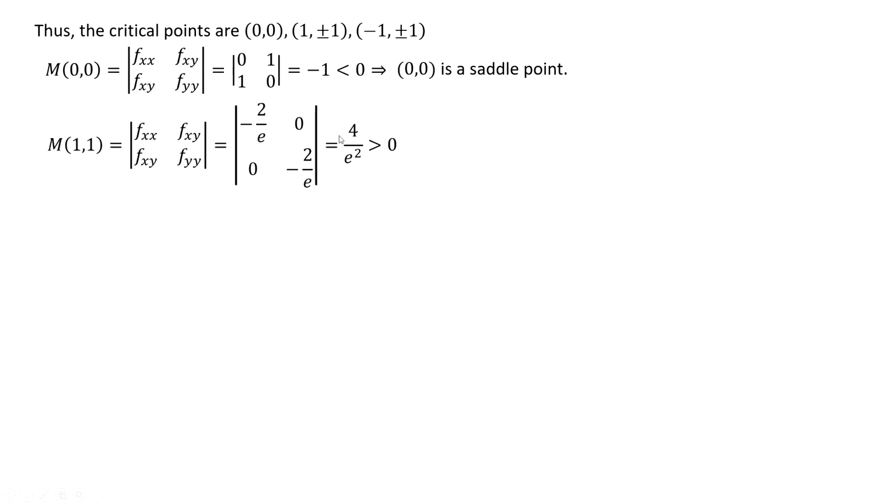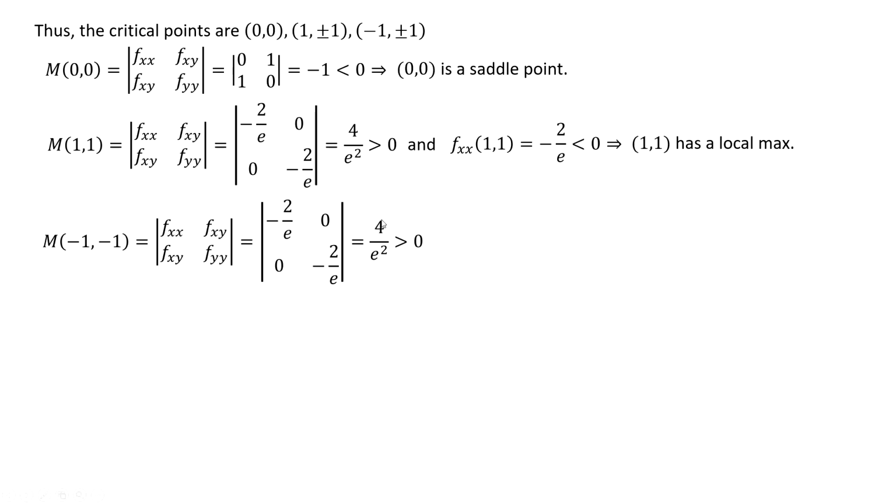M11 turns out to be 4 over e square. That is greater than 0. Good. But now we look at f sub xx. This is definitely negative. So f sub x is negative, the second partial with respect to x is negative, and m is greater than 0. So that means we have a maximum, right?